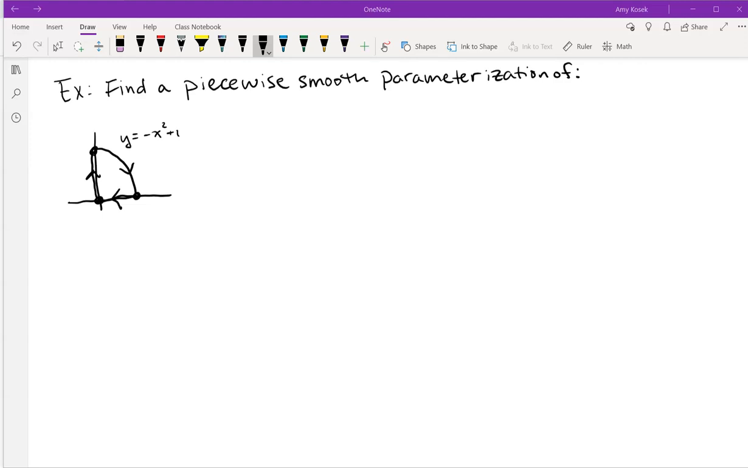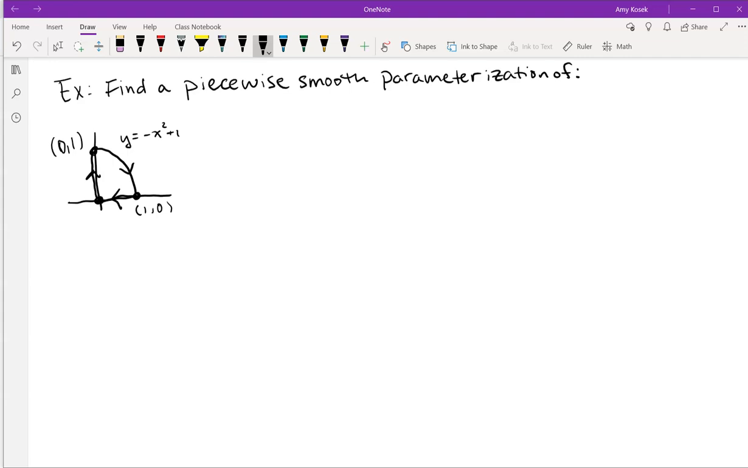Let's try one more example. So we've got this curve here that we want to find a piecewise smooth parametrization for. It starts at (0, 0). It goes up to the point up here, which would be, oops, not (1, 0), (0, 1). And then it follows a parabolic path down to the point (1, 0) before it heads back to (0, 0).